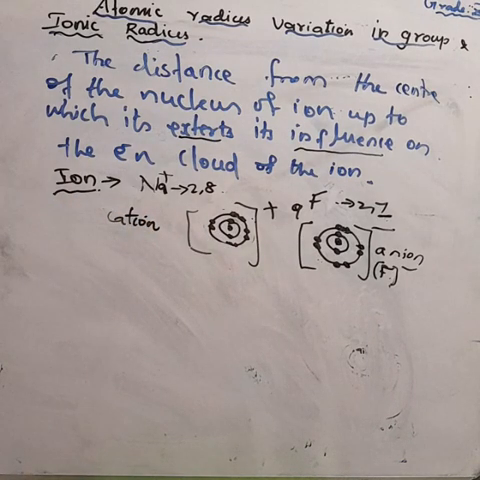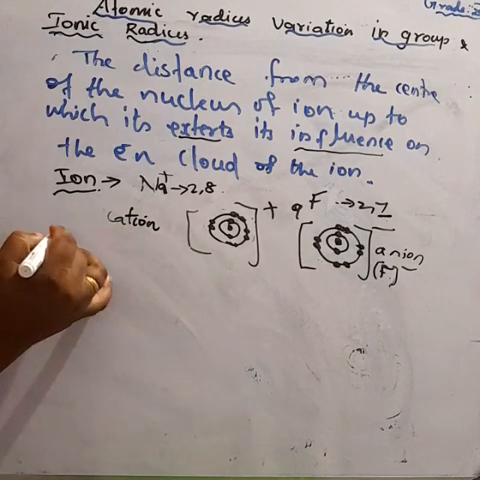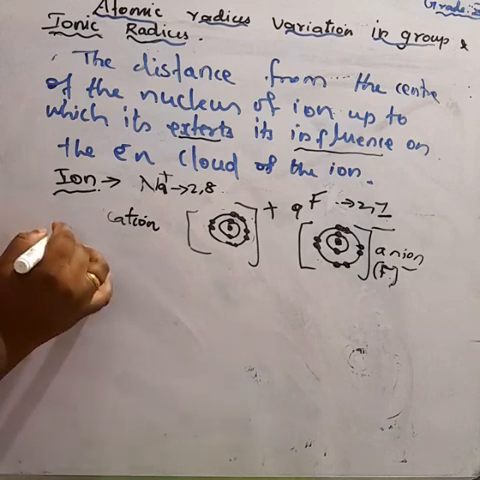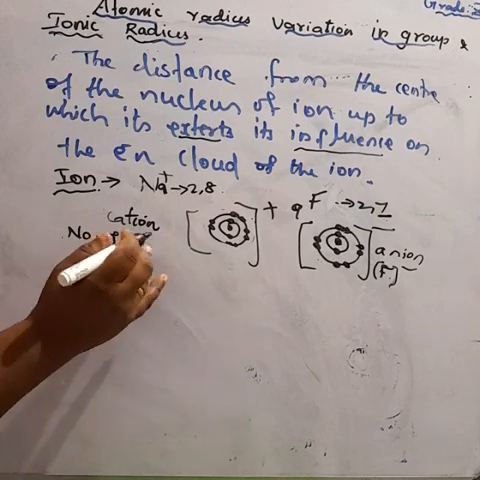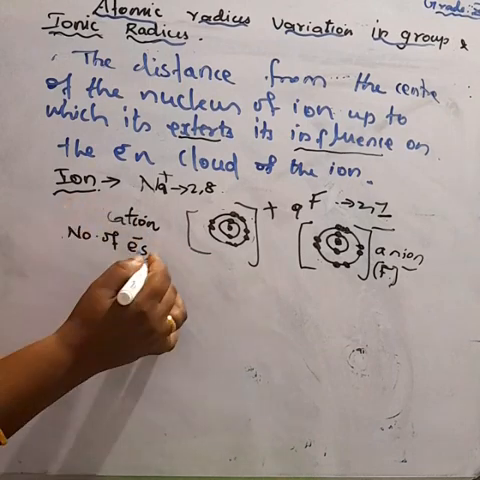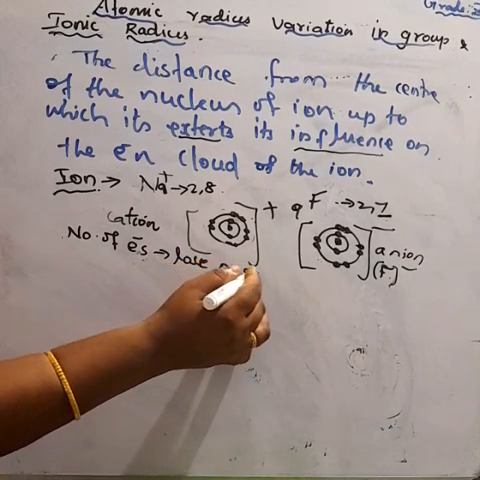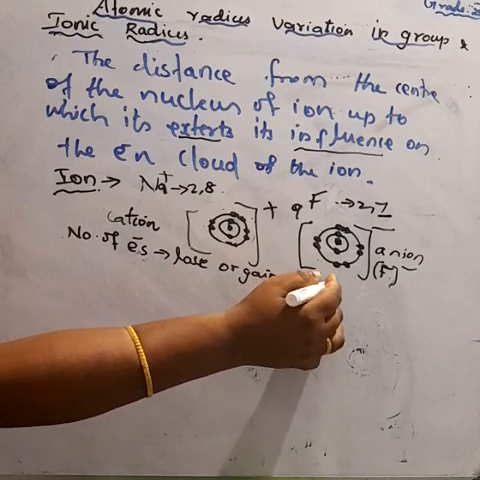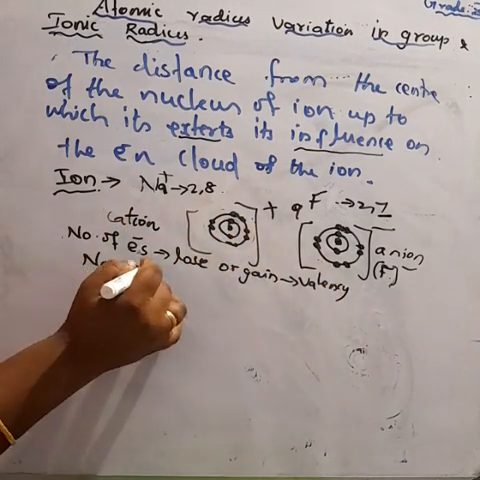Okay, ionic radius of univalent crystals. Univalent means only one valency. What do you mean by valency? Valency means how many electrons an atom can lose or gain. That is the valency. For the sodium atom, how much valency? Only one valency, because it can lose only 1 electron. So the valency of the sodium atom is 1.